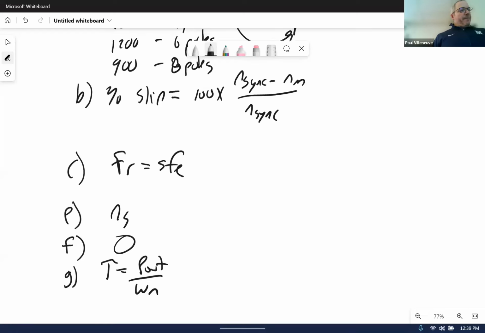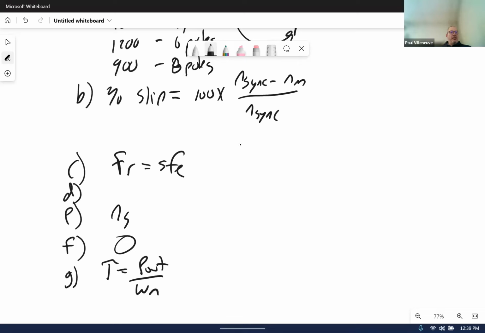Did I skip D? Yes, I did skip D. The speed of the rotor field with respect to the rotor itself: remember the rotor is spinning at mechanical speed. The rotor field is going to make up the relative speed difference because the rotor field is spinning at synchronous speed. So 900 RPM minus 873 RPM is the difference.